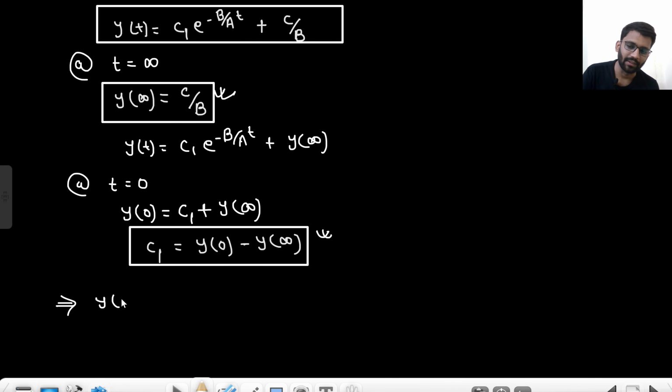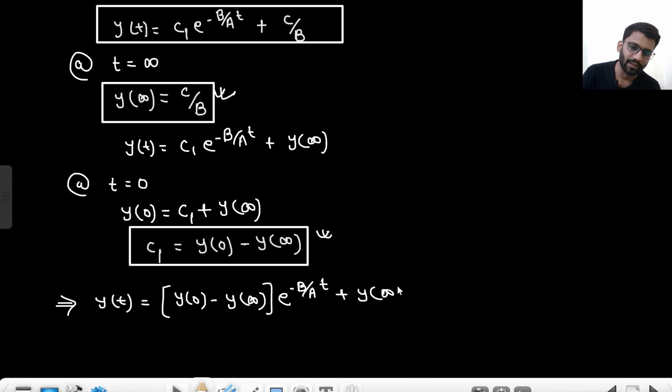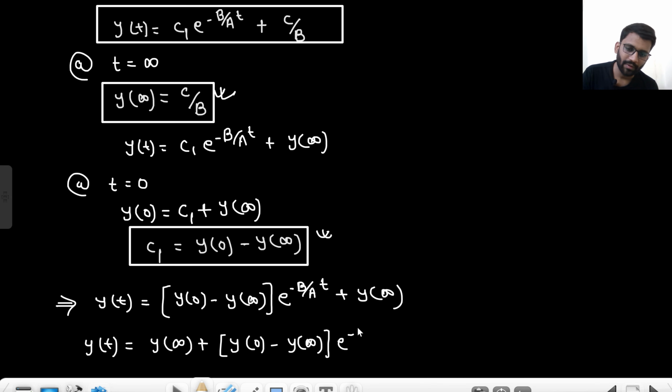So how can you write y(t)? Your y(t) can be written as y of 0 minus y of infinity, times e to the power minus b by a into t, plus y of infinity. Or you can write y(t) equals the constant value first, y of infinity, plus y of 0 minus y of infinity times e to the power minus t upon tau.